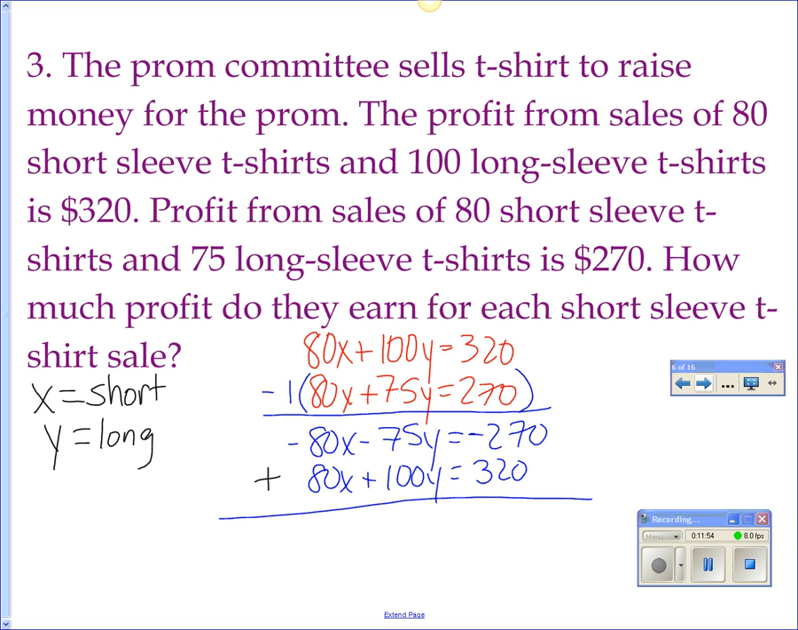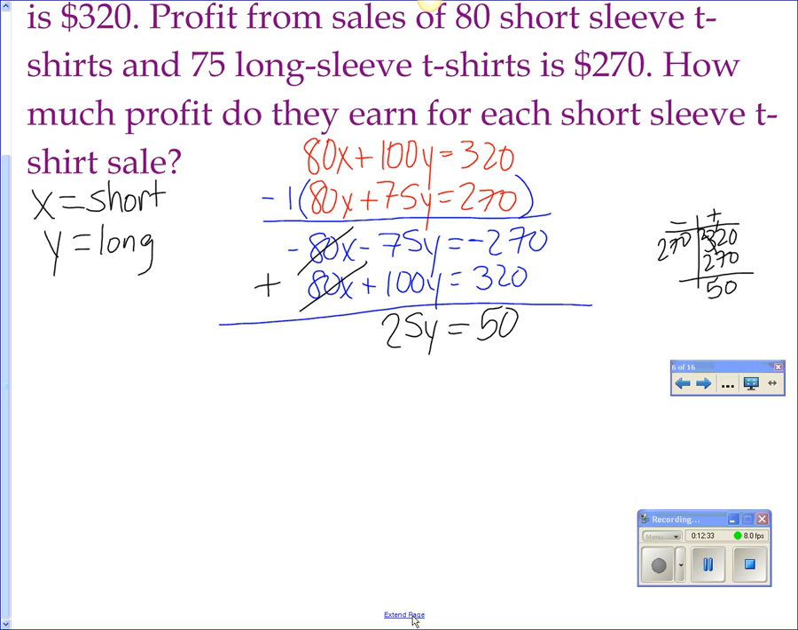All right, so I put my plus sign out here. -80 and +80 cancel. What's -75 and +100? +25, good. I'm going to do my chart for that to make sure I get it right. -270, +320. Move it, lose it. Got to borrow. I get +50. +50. Stephen A., what do you do next? Divide. And what does that give you, Stephen?